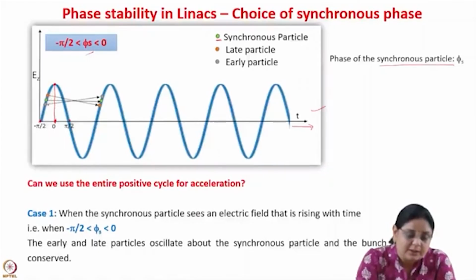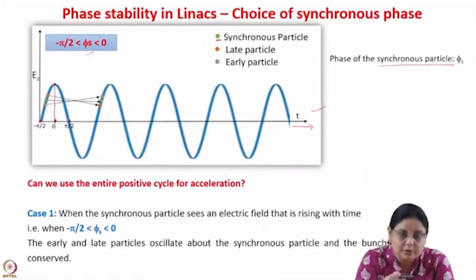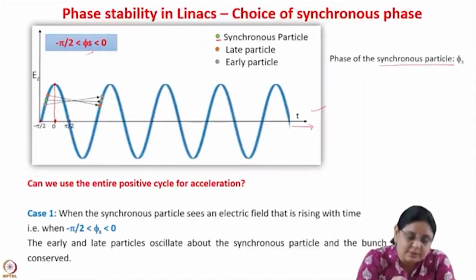Now the early particle arrives before the synchronous particle, and it sees a value of the electric field lower than the synchronous particle. So it gets lesser energy gain, it moves slower, and in the next cycle it reaches later than the synchronous particle. So you can see here the synchronous particle reaches at exactly the right phase, but the early particle has now become the late particle.